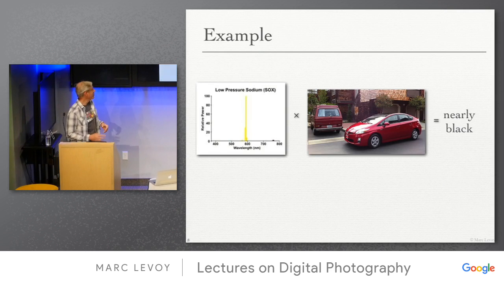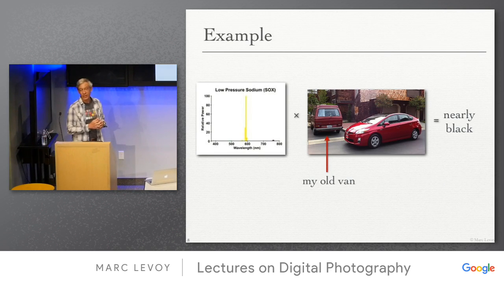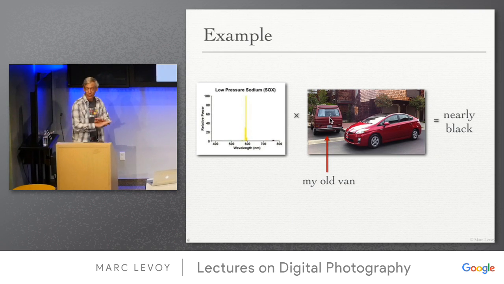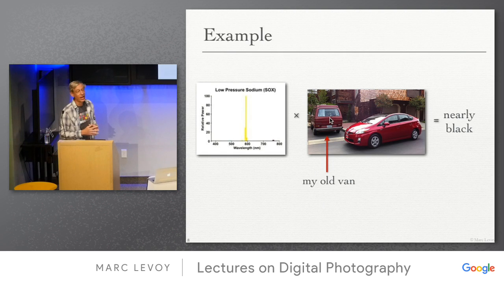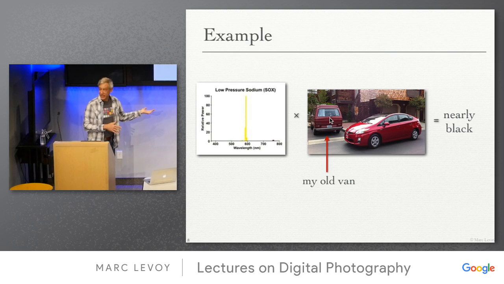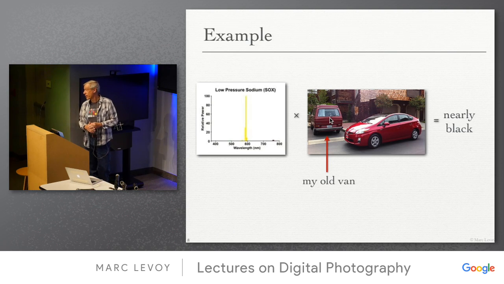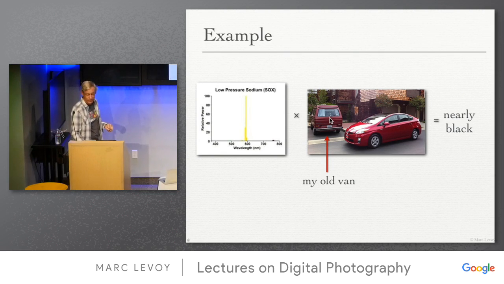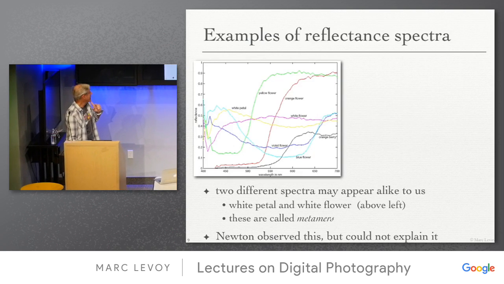And so for me, my favorite example is under a sodium vapor light, my maroon van turns completely black, or very, very dark gray. I cannot see its color at all, because where it reflects in the spectrum, and where the sodium vapor light has its spike are disjoint. They're not in the same place. So when you multiply them, you just get basically zeros across the visible wavelengths. Okay, so this is all fairly straightforward.